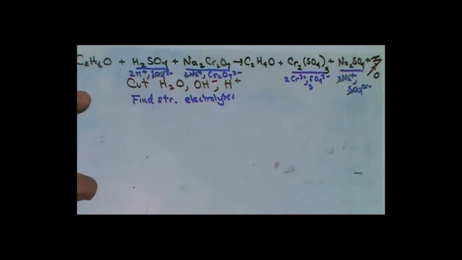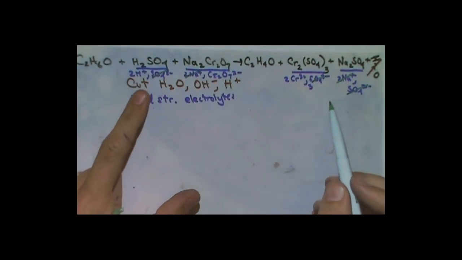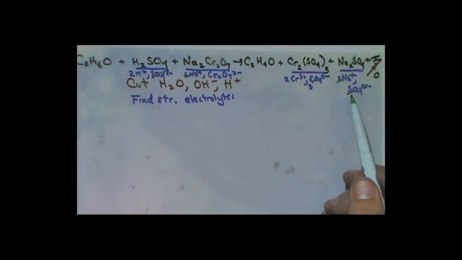Sulfate, gone on both sides. Now, notice there's not an equal number of sulfates. That happens because it's not balanced. But I'm going to cancel the sulfates. They will be balanced at the end of the problem if I do stuff right. They're not balanced now because the problem's not balanced.